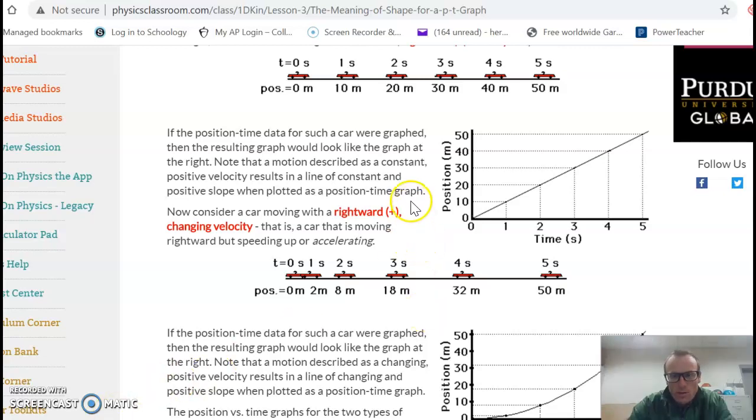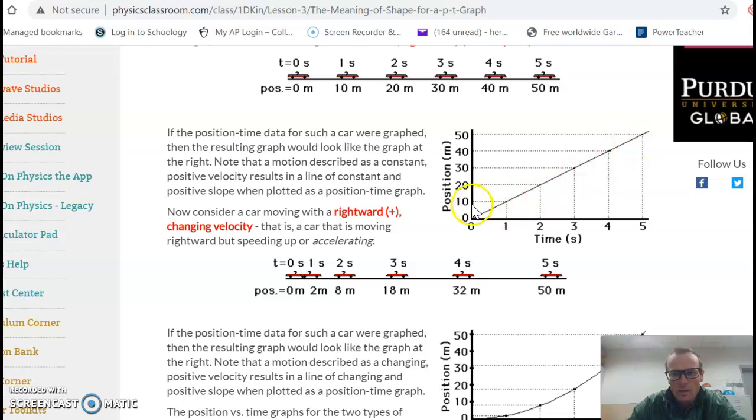So our equation to calculate slope is rise over run. 10 divided by 1 is 10. Our units on the y-axis are meters, and my x-axis are seconds. 10 meters per second. That's the speed of the object. Key point: the slope tells us the speed at any point along this line.